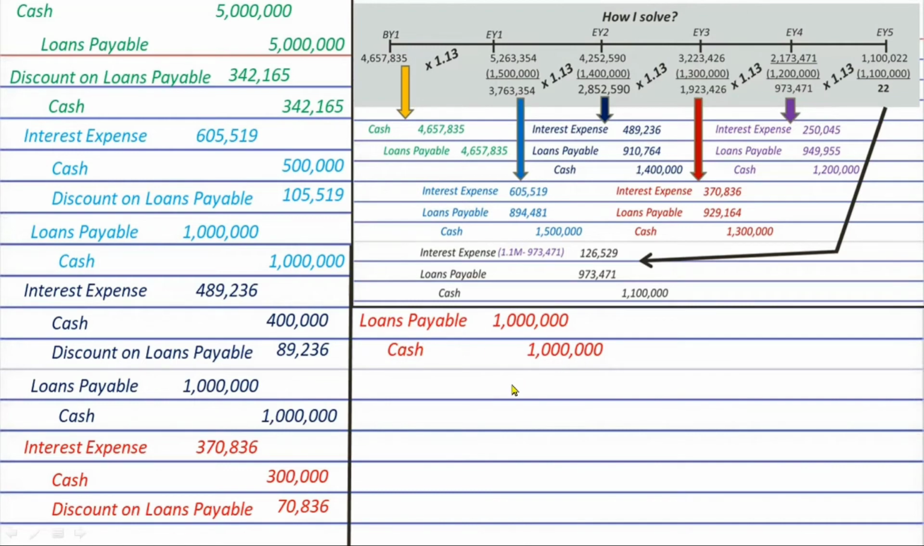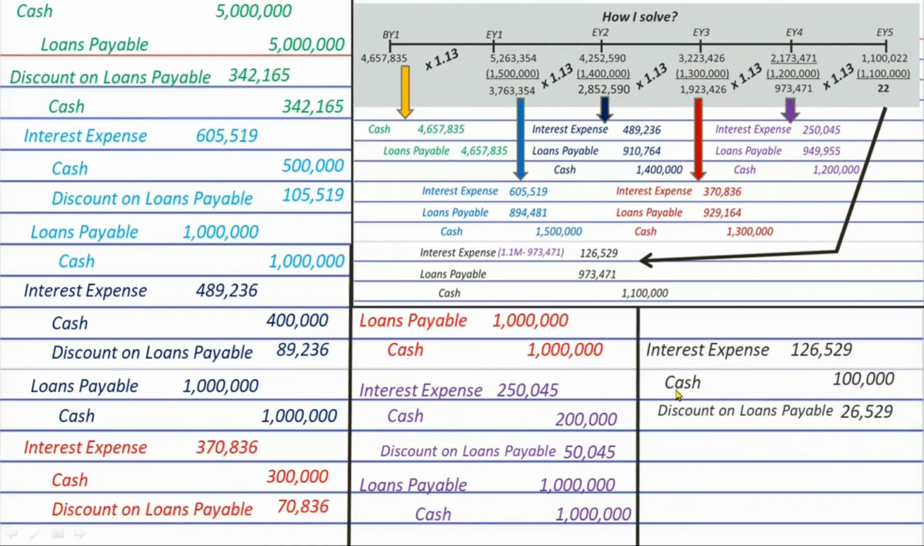So that's it. Now, on year 4, debit interest expense again, which is 250,045, and then credit cash for interest payment of 200,000. And the balancing figure 50,045 will be credited to discount on loans payable. And for the principal payment, we have debit loans payable and credit cash 1 million. See? It's just repetitive.